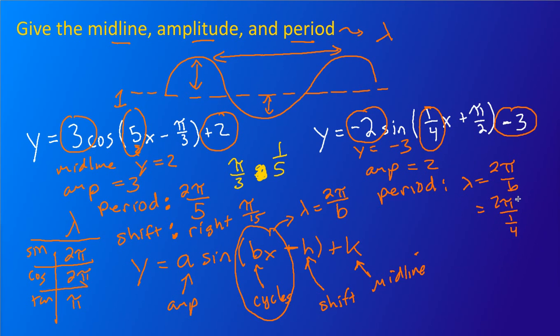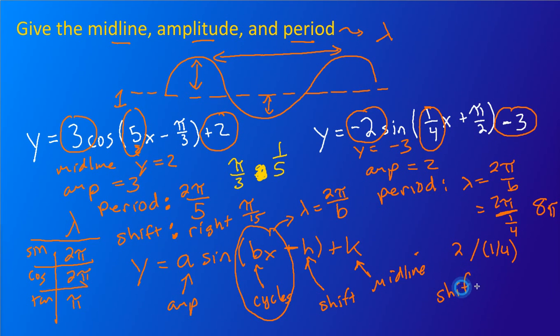Now we can put this in our calculator if we want, and we would type 2 divided by, because this fraction bar means to divide, parentheses 1 divided by 4. In any event, our calculator is going to pop out 8. And I need to remember that I have a pi right here. So 8 pi. So that's our period, and that leaves our shift.